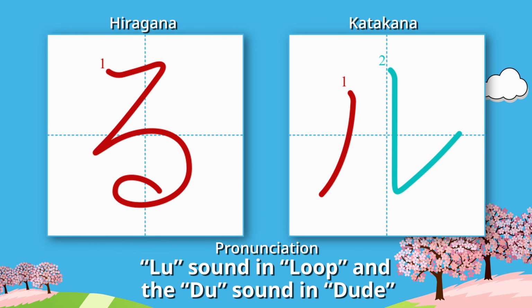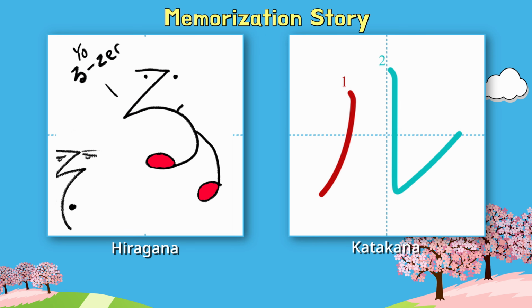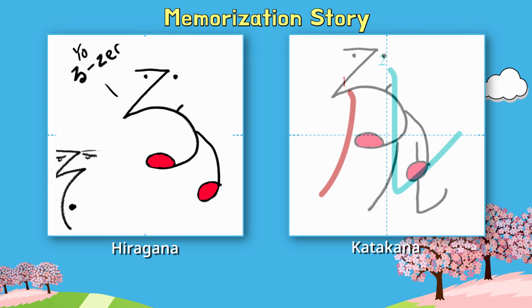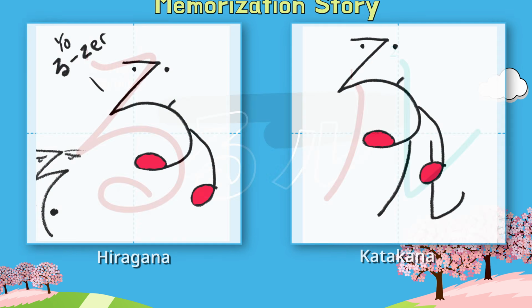These characters represent a blend between the lu sound in loop and the du sound in dude. The hiragana du looks like an unruly dude, with the loop being his boxing gloves as he tries to start a fight with another dude. The katakana du is this unruly dude's legs.